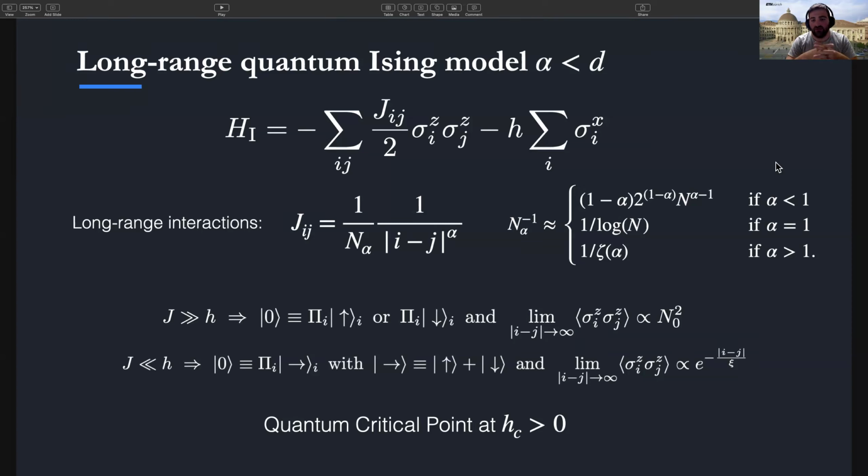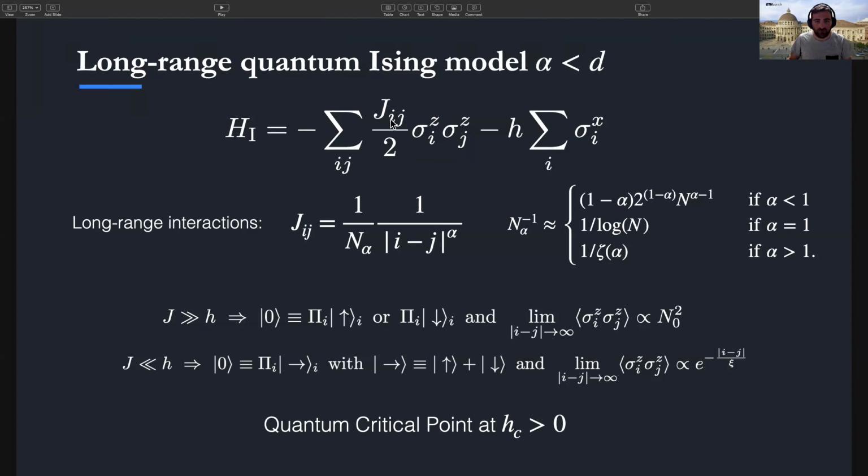But in order to do that, and in order to be concrete, I like to introduce my theory into a concrete example. And this concrete example is the Ising model. So the Ising model is a model of interacting spins. So you see these are quantum spins, so these are Pauli matrices. And the first term represents a ferromagnetic interaction.